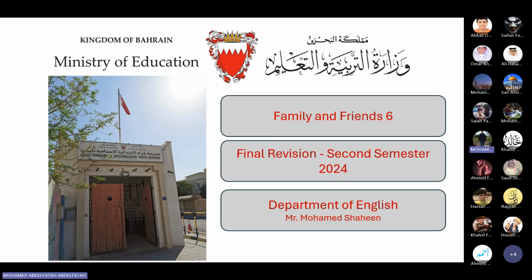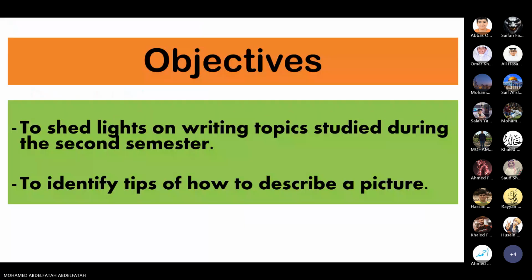At the very beginning, my students, let's start together by presenting the objectives of our lesson today. Today, inshallah, we are going to shed lights on writing topics studied during the second semester. This is objective number 1. Objective number 2 is to identify tips of how to describe a picture. Today, inshallah, we are going to have some instructions of how to describe or to write about a picture.